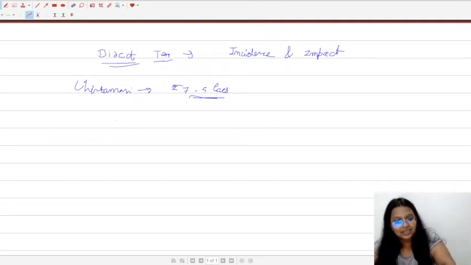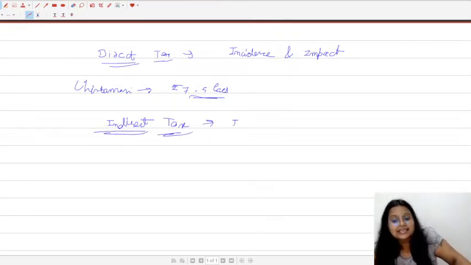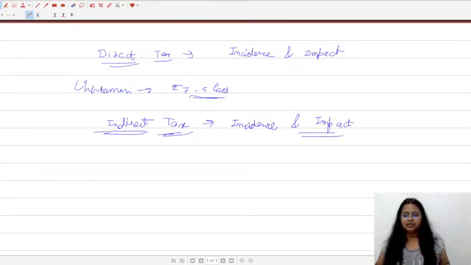But in the case of indirect tax, students, unlike direct tax, incidence and impact are on different persons. Yes, you heard it right. Incidence and impact are totally on different persons. Now how is it made so that incidence is on one person and impact is on another person? Let's understand it.